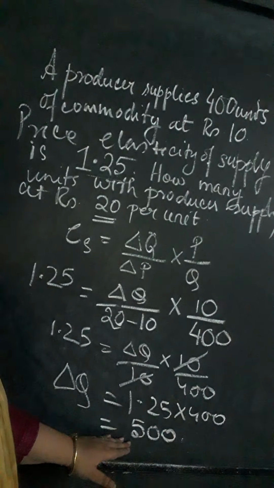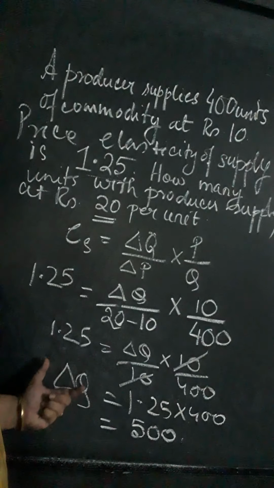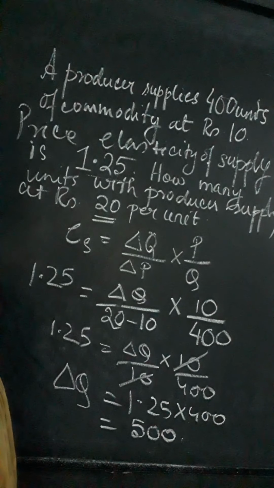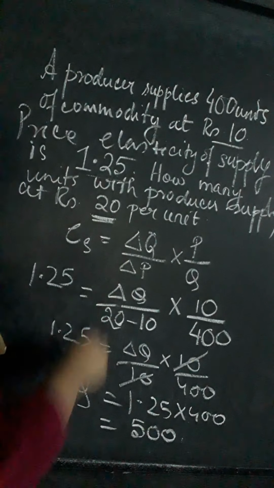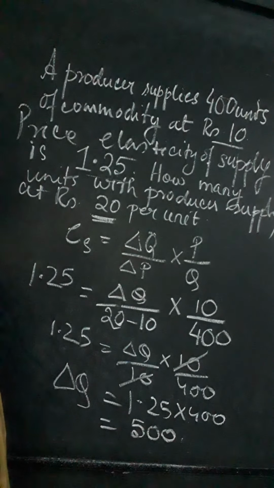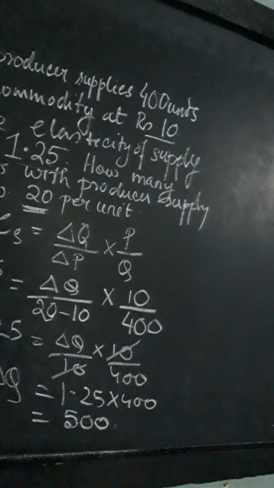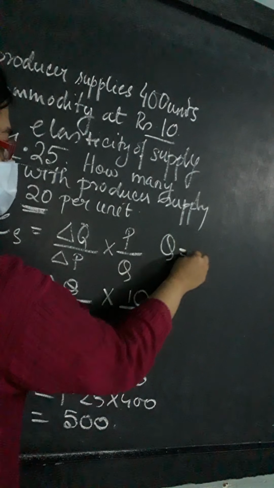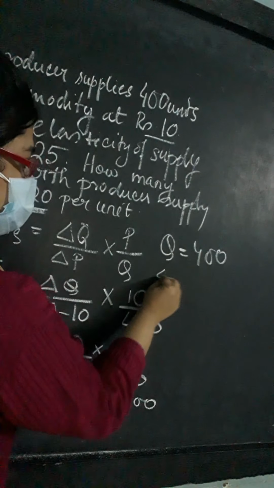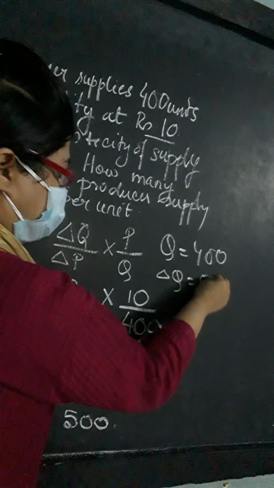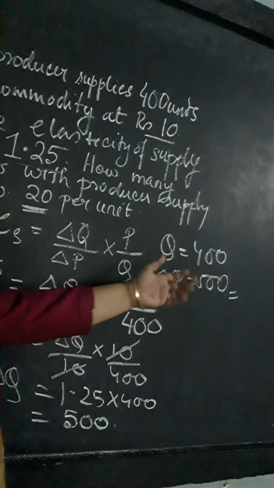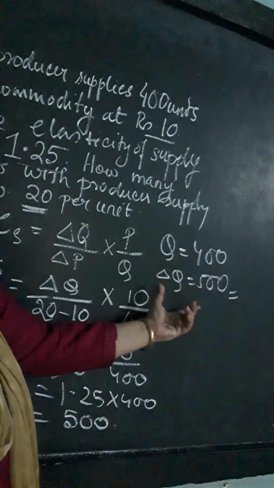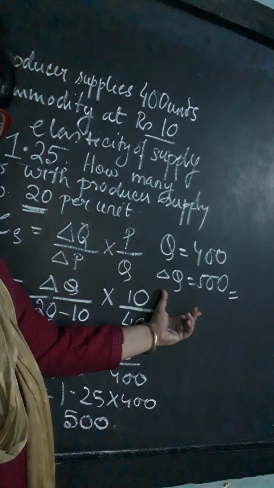So this is not the final quantity. Mind it, this is only the change in the quantity that has been brought about when the price has increased from 10 to 20. So what is the final quantity? So we know the initial quantity is given, 400. The change in quantity is given, 500. This is not the final quantity. This is just the change.